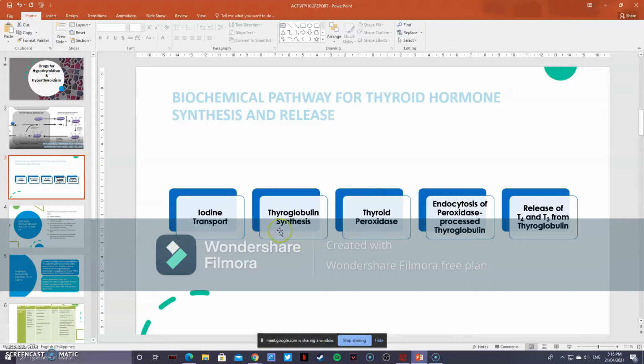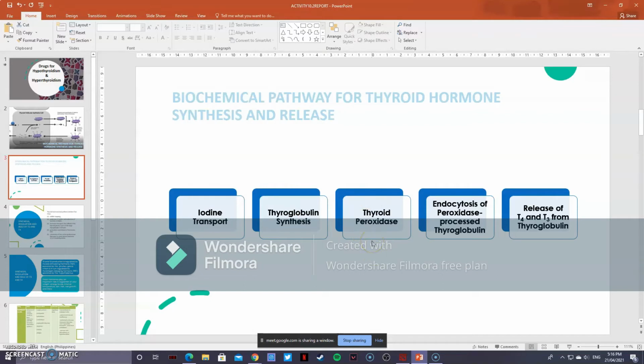Thyroglobulin synthesis. Thyroglobulin is a protein that contains large numbers of tyrosine amino acids that go on to become individual thyroid hormone molecules. Thyroglobulin is synthesized within the follicular epithelial cell and secreted into the follicular lumen.